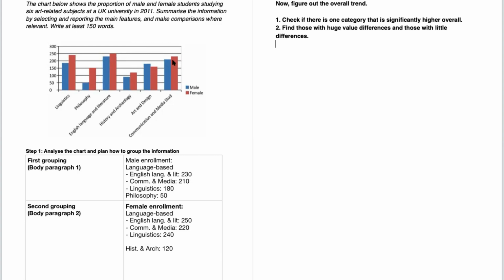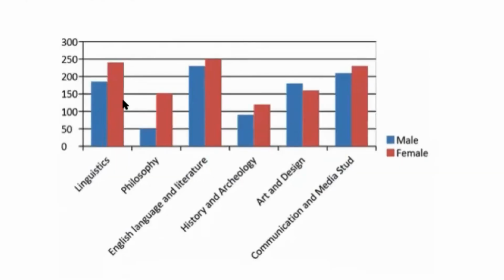First, we're going to check if there is one category that is significantly higher overall, and significantly is a very important word here. And two, we're going to find those with huge value differences, and again, those with little value differences. Now let's take a closer look at our chart, and let's approach the first option here. So we have to check to see if there's one category that is significantly higher overall.